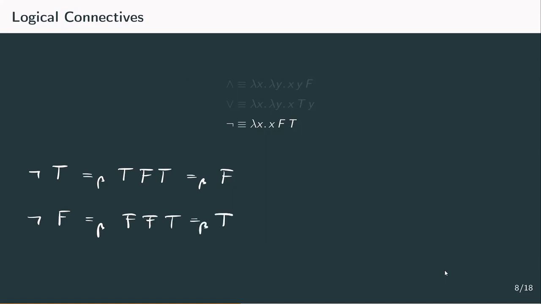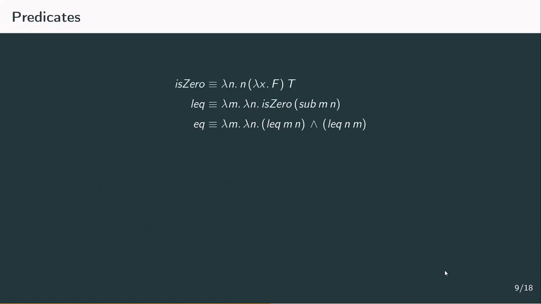These connectives have all been fairly easy, and with the foundations that we've built, it's going to get even easier to construct more complex functions. For example, predicates like is 0, less equal, or equal. Again, let's quickly check their functionality together.